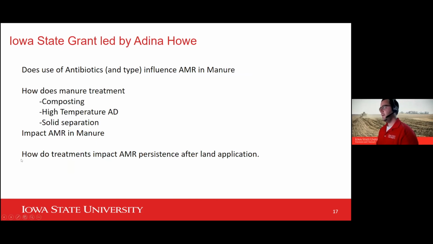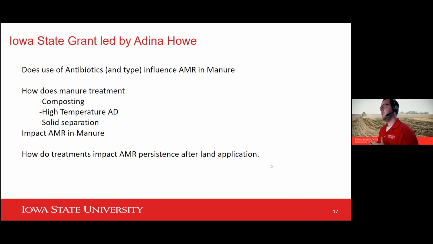As a side note, there is a current project at Iowa State. It is led by Dr. Adina Howe, looking at, does the use of antibiotics and the type of antibiotics influence antimicrobial resistance in manure at all? And specifically, they're going to try and get manure samples from barns with and without antibiotics in the feed with different treatment strategies to see if they can link in-barn management to the prevalence of those genes. With that, they're going to look at some of those treatments that we saw with the dairy manure, trying to focus in on swine manure, composting, some anaerobic digestion and solid separation to see if there are ways to partition them and remove them from the manure.